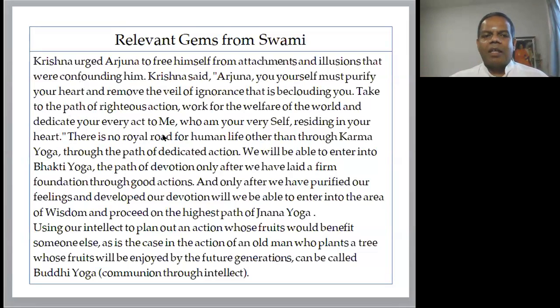Tat arpita. What is that tat? Swami has explained that also. Then he says, to me, who am your very self, that is in you also, residing in your heart. So you're offering divine to divine, because you are also divine. There's no royal road for human life other than through karma yoga. And Swami is saying that's bhakti yoga itself. So I thought Swami explains it very nicely for us. We will continue.